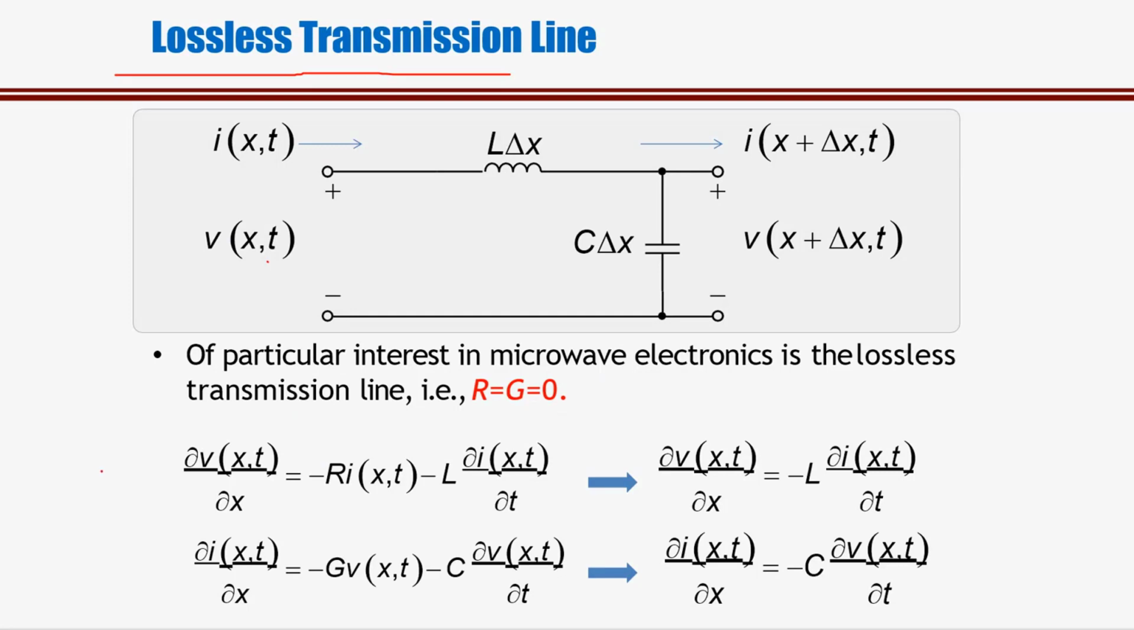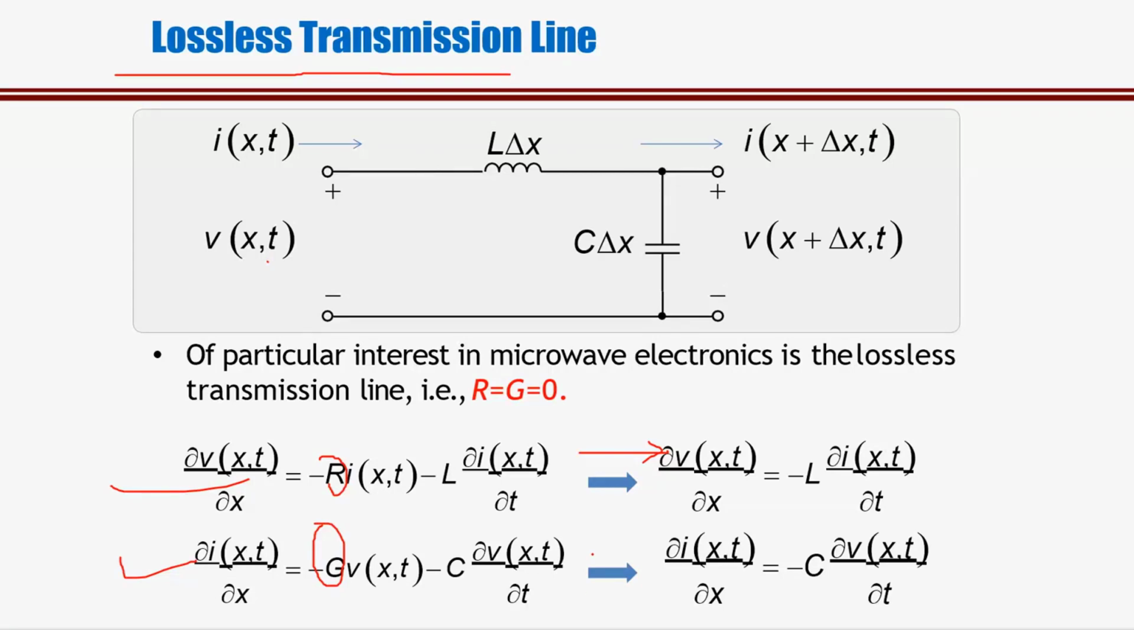Again, we have seen these two equations for voltage and current. Already we have seen this equation. So we can represent the equations for dou V by dou X and dou I by dou X by considering R and G equal to 0. So with R equal to 0, this equation changes to dou V(x,t) by dou X is equal to minus L dou I(x,t) by dou T, and dou I(x,t) by dou X is equal to minus C dou V(x,t) by dou T. R and G we have kept 0.